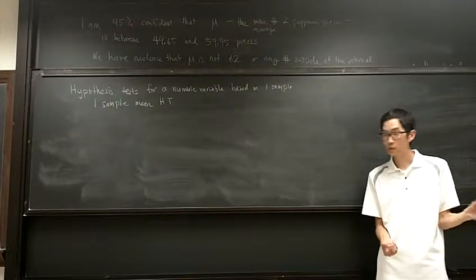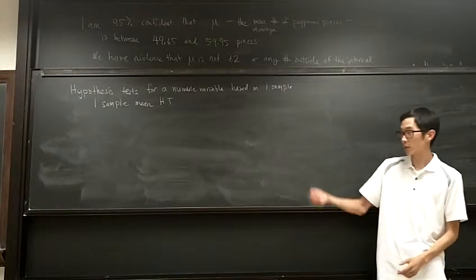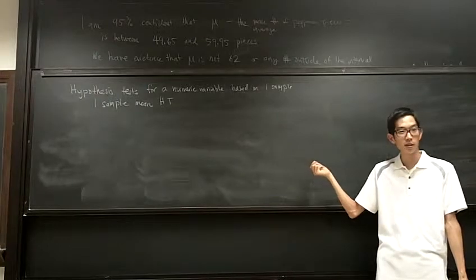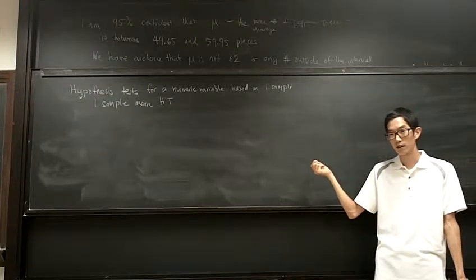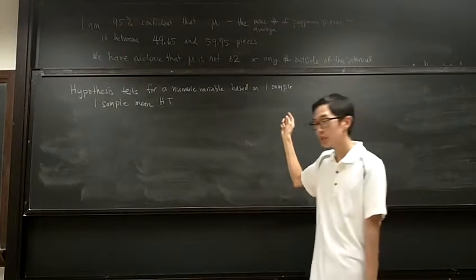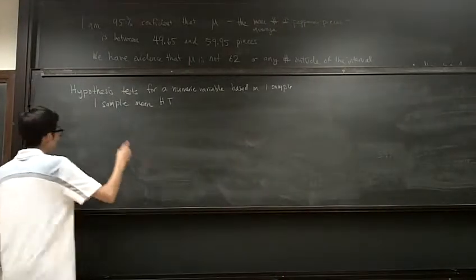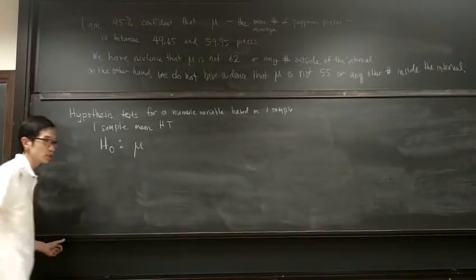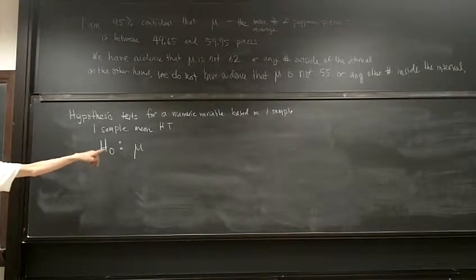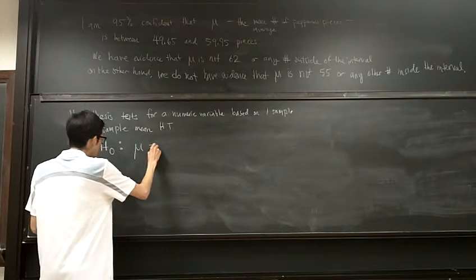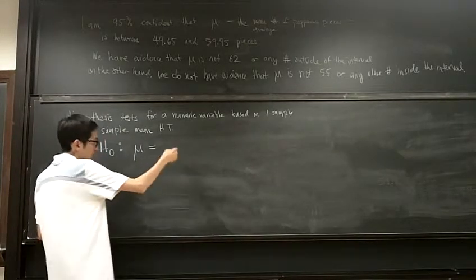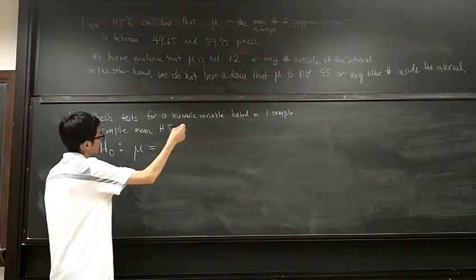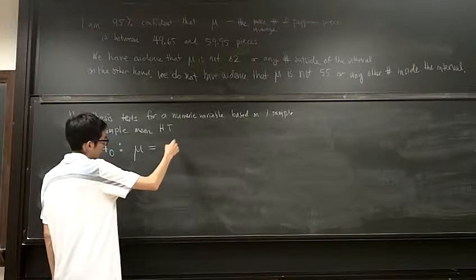That was for one sample proportion, right? Okay, but here we're not dealing with proportions. So what do you think our null hypothesis is going to state? That the mean is some value here, okay? So our null hypothesis is that mu, which is the mean of the population, is equal to some number. So just for illustration, I'm going to say that the mean is equal to 70.